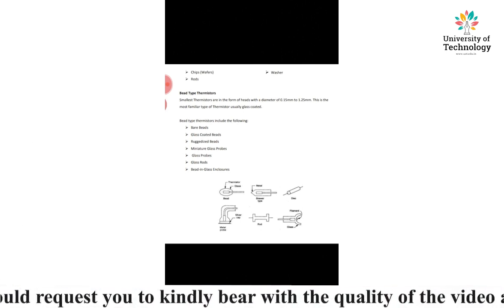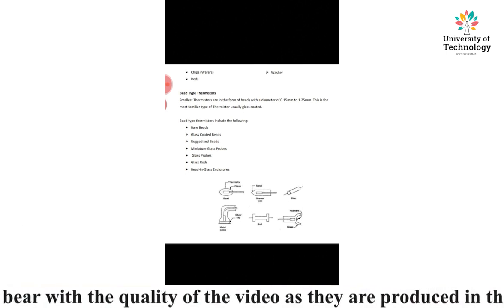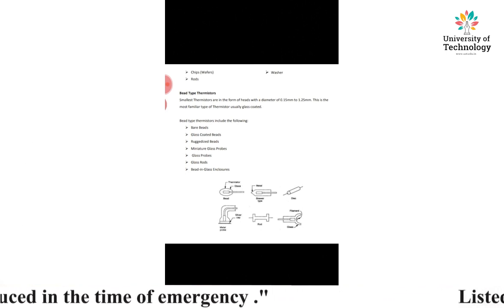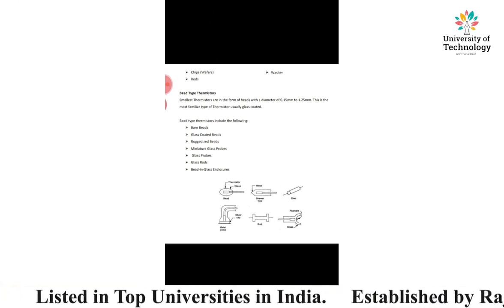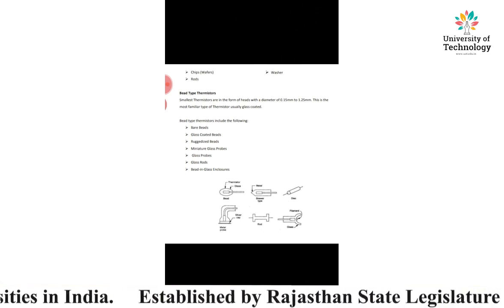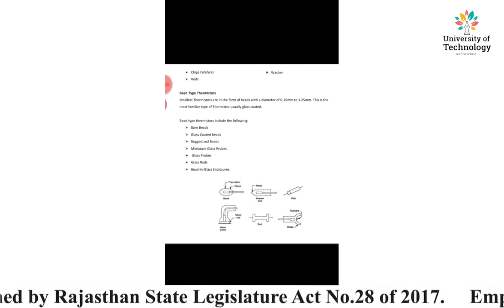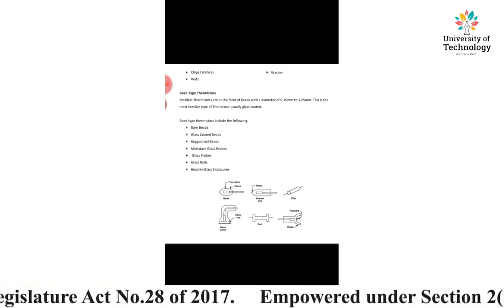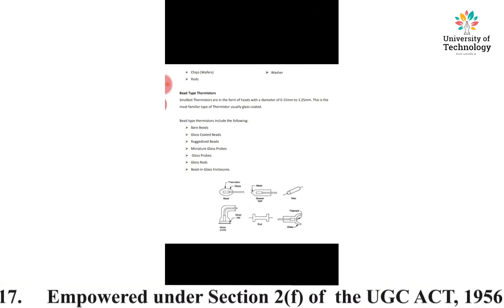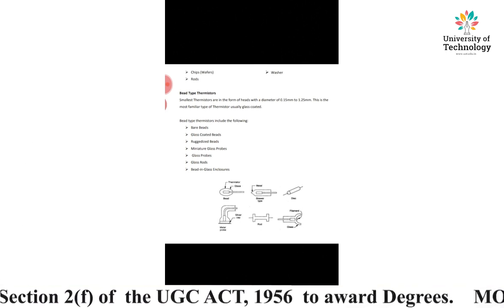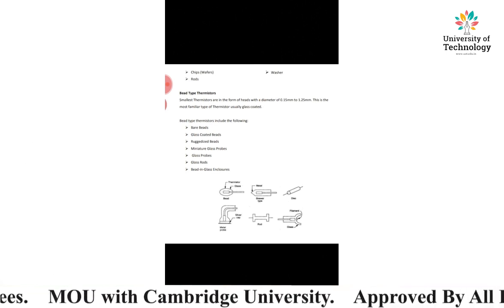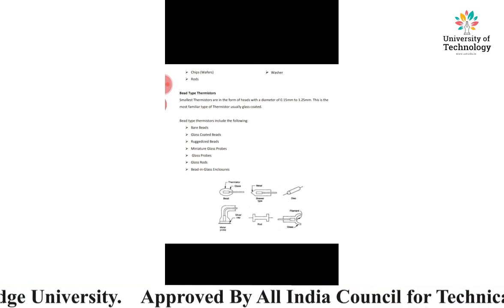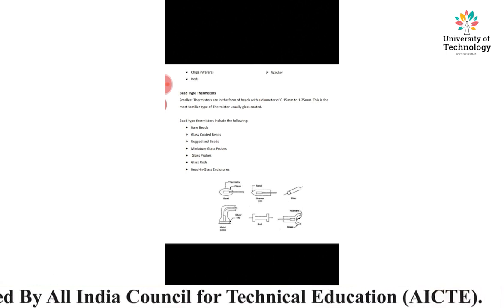If we talk about the bead type thermistor, the smallest thermistors are in the form of beads with a diameter of 0.15 mm to 1.25 mm. This is the most familiar type of thermistor, usually glass coated, that is shown in the diagram. That is the thermistor which is glass coated.